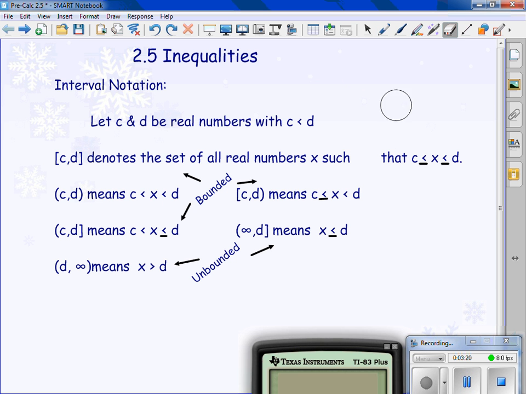Now, when we wrote negative infinity, comma, 5, why did infinity get a parenthesis? Nothing can be equal to infinity. Infinity is always a parenthesis.